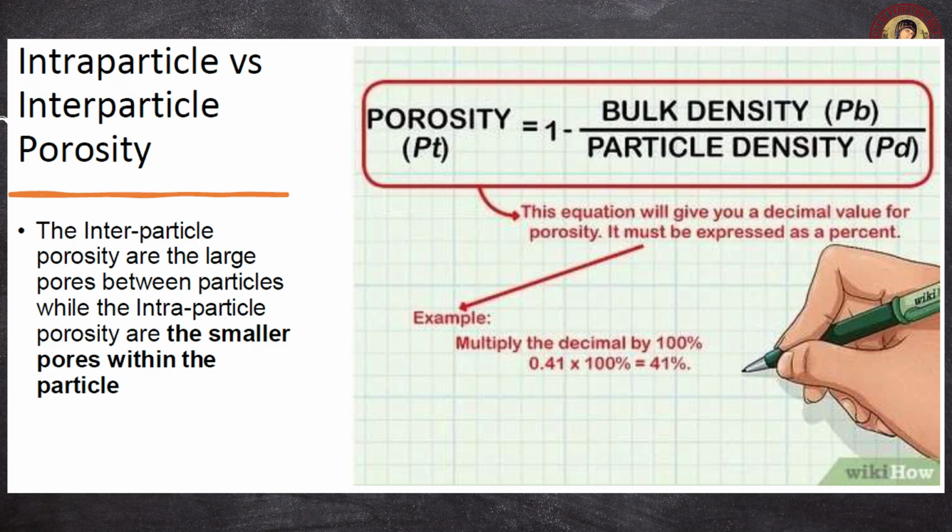Porosity, as we discussed earlier, is the amount of empty space in a powder system. But now, we'll see where those spaces actually exist. Interparticle porosity refers to the large pores between particles. Imagine a pile of marbles. The gaps between them represent interparticle spaces. These spaces affect powder flow and packing, so they're very important in tablet compression and capsule filling.